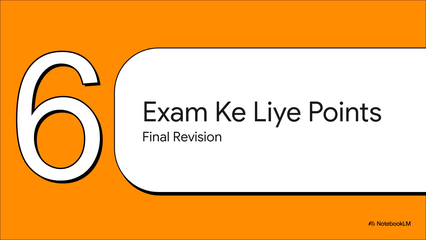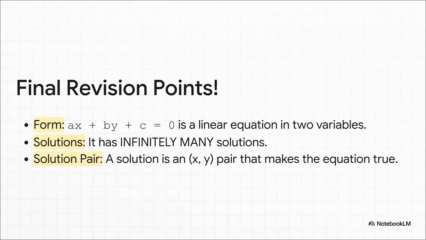Wow, we have covered a lot today. So before we finish, let's do a super quick revision of the most important points for your exam. Think of this as your final checklist. So here are the 3 things you absolutely must remember. First, that secret code, or the standard form, is ax plus by plus c equals 0. Second, and this is the most important point of the whole chapter, these equations have infinitely many solutions.